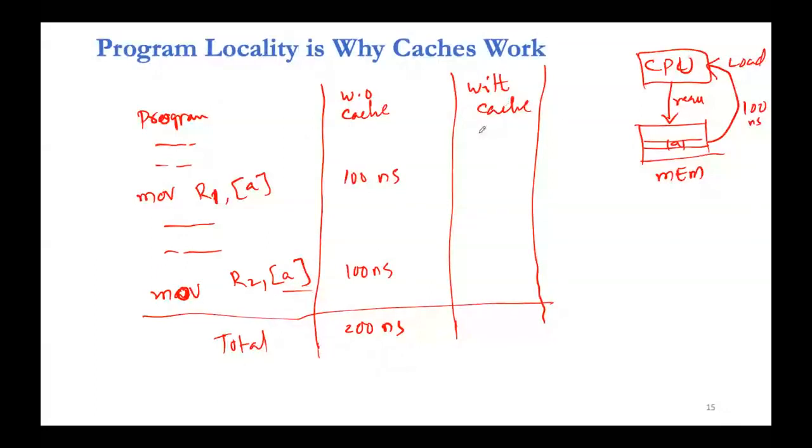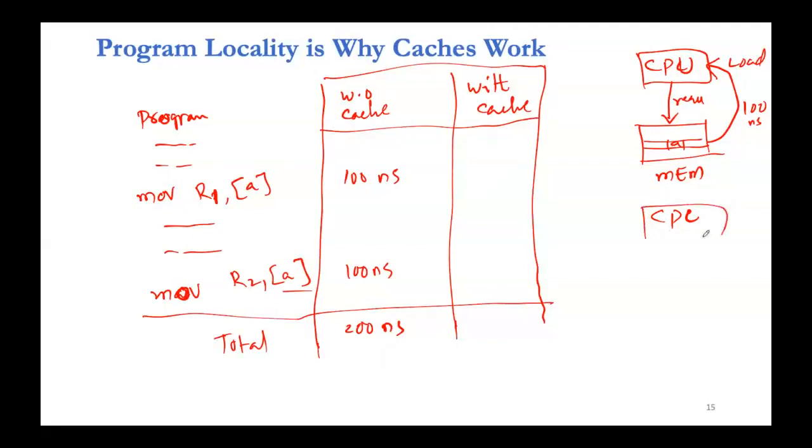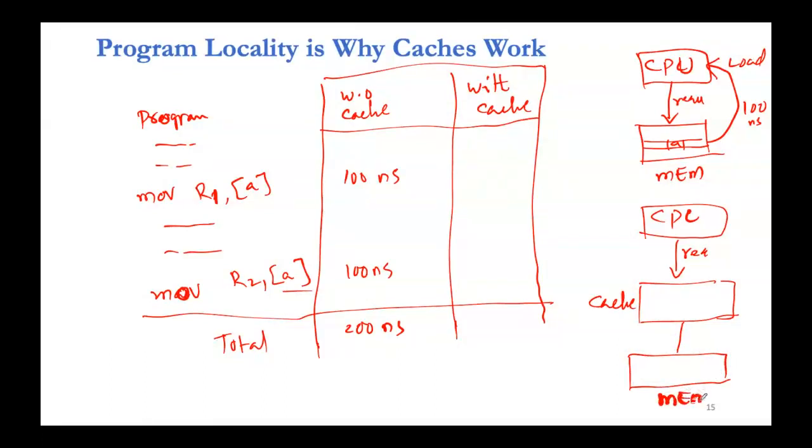Now let us see with the cache how it performs. We have the CPU requesting A and sending the request to the cache, but it is not there in the cache. So obviously it goes to check whether the data is available in the memory or not.